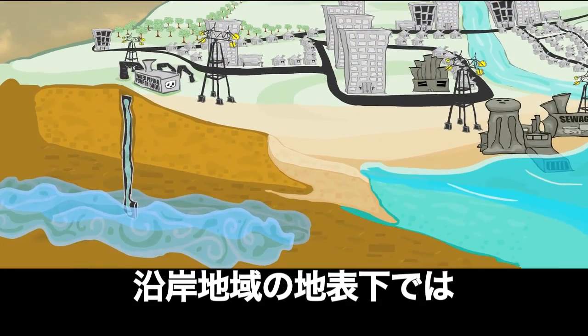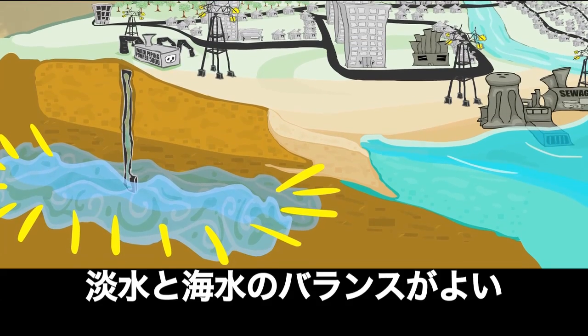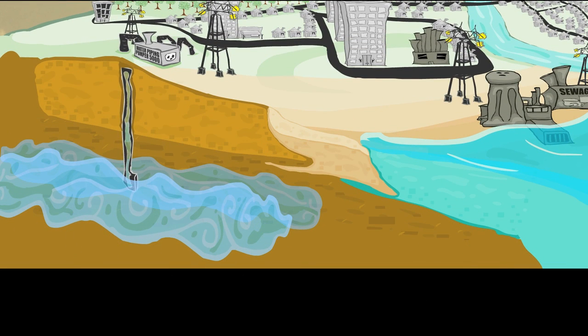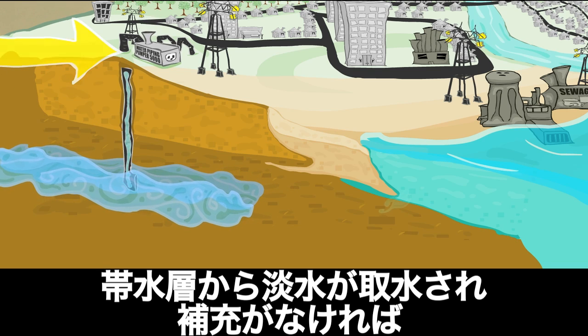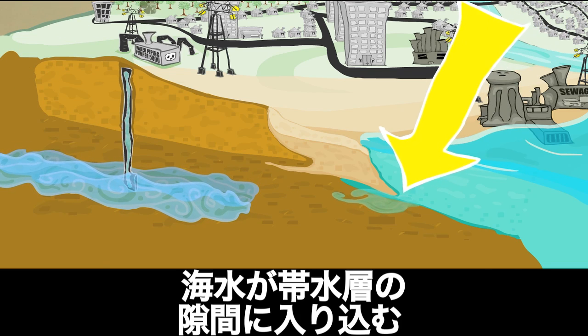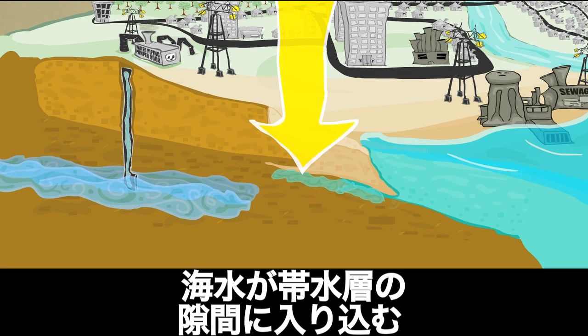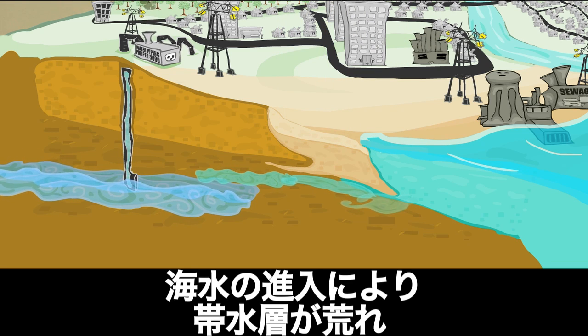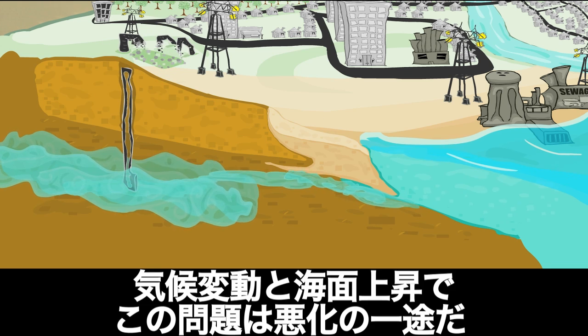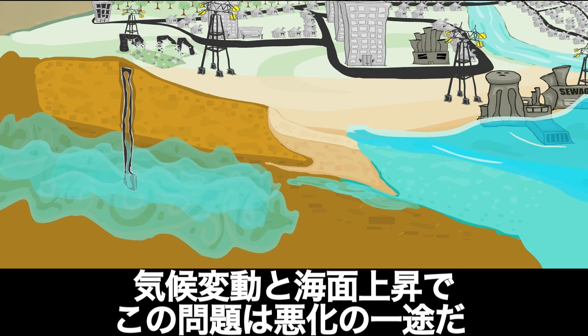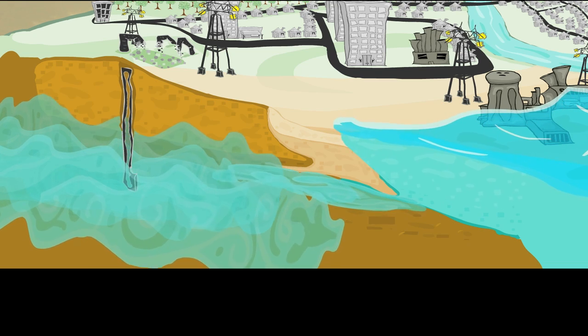In coastal areas, there's a fine balance between fresh water and salt water below the surface. As fresh water from the aquifer is overdrawn with limited opportunity for recharge, seawater moves into the void and takes its place. This saltwater intrusion can devastate an aquifer, rendering it useless as a source of fresh water. And the problem is only getting worse as our climate changes and sea levels rise.